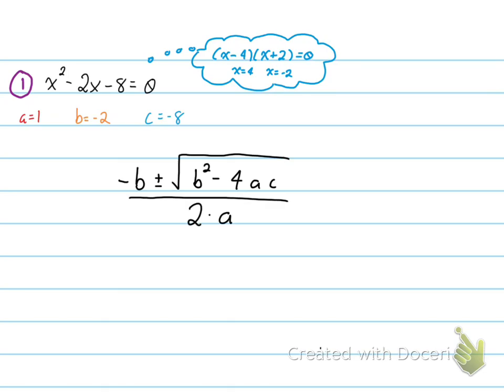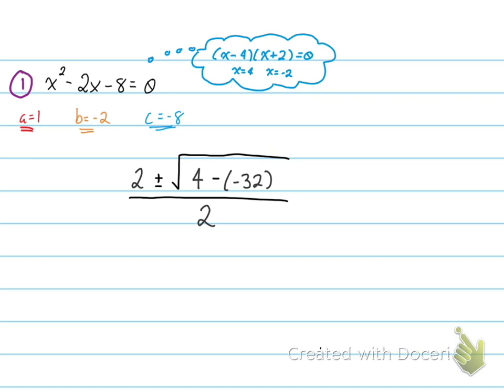Now I have my formula, now I'm going to plug stuff in. Wherever I see an a, I'm going to replace it with 1. Wherever I see a b, I'm going to replace it with negative 2, and c will get replaced with negative 8. Now I'll start to the left there. Negative of negative 2, negative times a negative turns into a positive 2. Negative 2 squared, negative 2 times negative 2 gives you positive 4. 4 times 1 times negative 8 gives me negative 32. And 2 times 1 is 2.